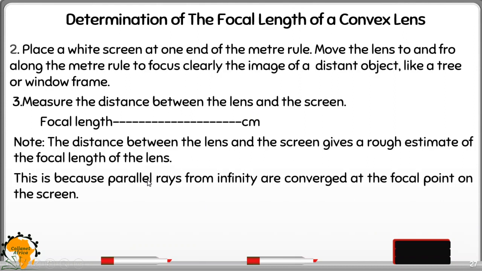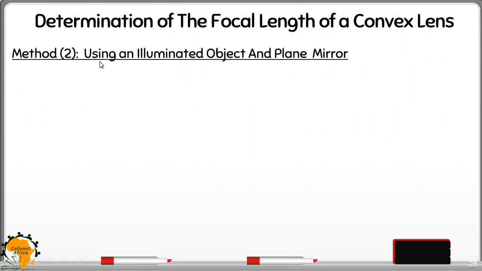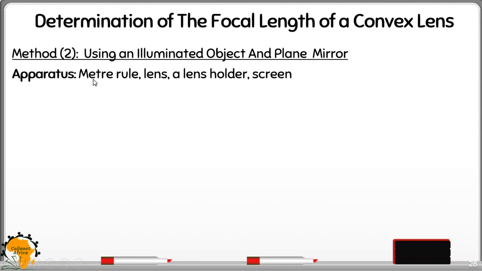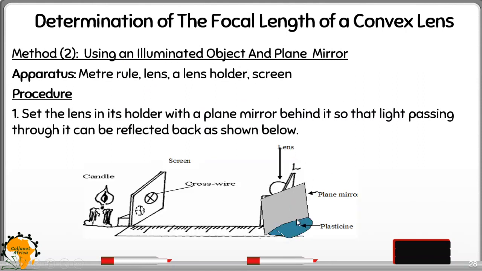Then we move to the second method. We are using an illuminated object and a plane mirror. Again, we have the apparatus: meter rule, lens, a lens holder, and a screen. And we are going to arrange the apparatus as shown. We have the mirror, which we are fixing using plasticine. We have the lens on the lens holder. Then we have the screen.